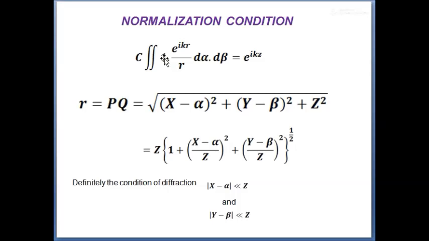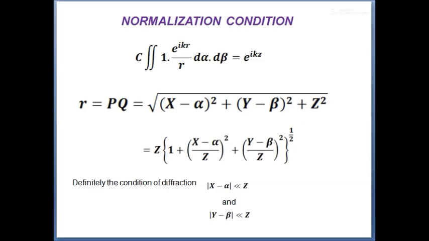the effect of all these things at any point P can be considered just a plane wavefront propagating to a distance z along the z direction. So that wave is propagating along the z direction. So this integration, for a good approximation, I can consider equal to e to the power ikz. Now r is the distance between P and Q. So r in this case will be the square root of (x minus alpha) squared plus (y minus beta) squared plus z squared.